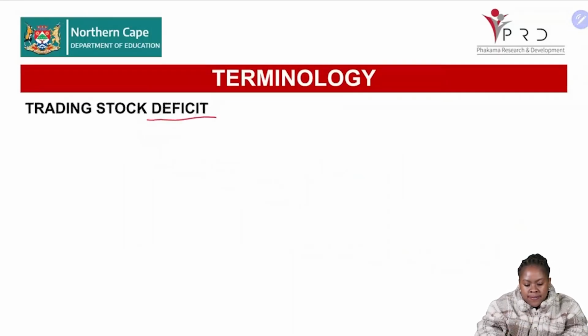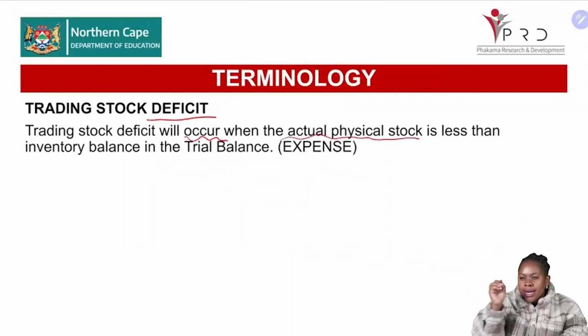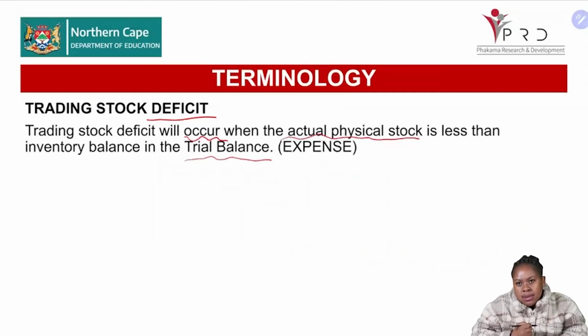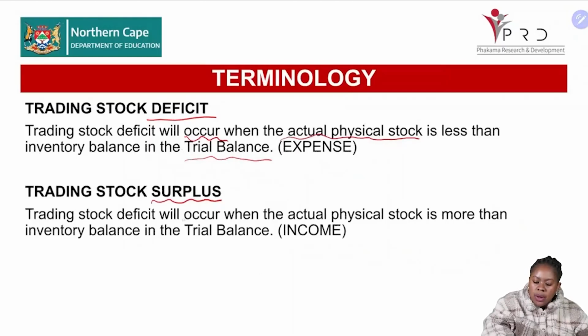Okay, then we go on to the next definition, the trading stock deficit. Now, trading stock deficit occurs when the actual physical stock, the one where you actually counted, is less than the inventory in the trial balance. That will be an expense. Then, your trading stock surplus refers to when the actual physical stock is more than the inventory in the trial balance.